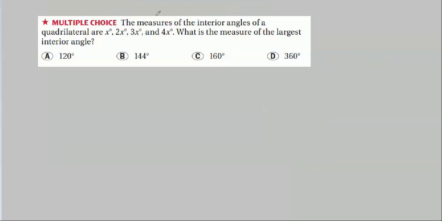Measures of the interior angles of a quadrilateral. And what do they add up to? Well, we know. They add up to 360 degrees. And here we're given the measures in terms of x. So we have 4x plus 3x is 7, plus 2 is 9, plus 1 is 10. So we have that 10x equals 360.